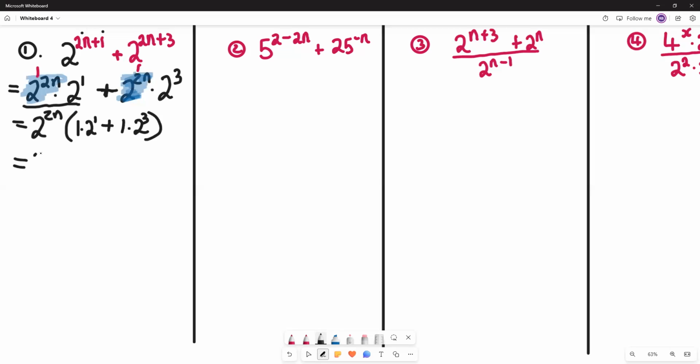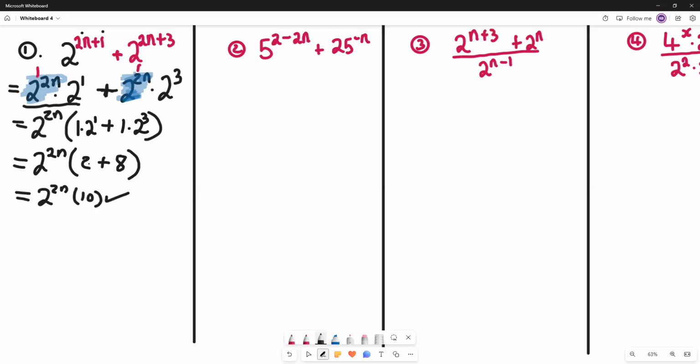Then you're going to have 2 to the power 2n. And then 1 times 2 will give you 2, plus 1 times 2 to the power 3 gives you 8. 2 to the power 3 is 8, ladies and gents. And then you have 2 to the power 2n in brackets 10. And that is your final answer. From there, there's nothing more you can do.